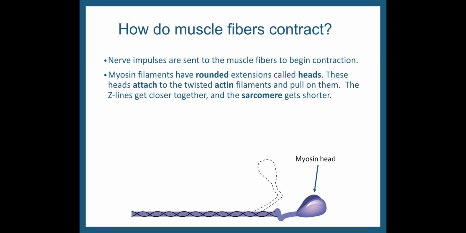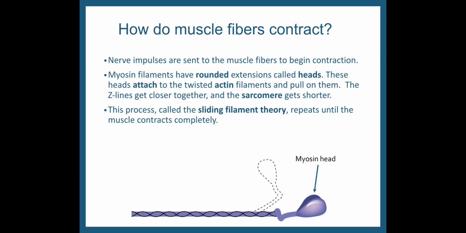The Z lines get closer together, and this causes the sarcomere to get shorter. This process is called the sliding filament theory. It repeats until the muscle contracts completely. And the energy required for this process comes from ATP.